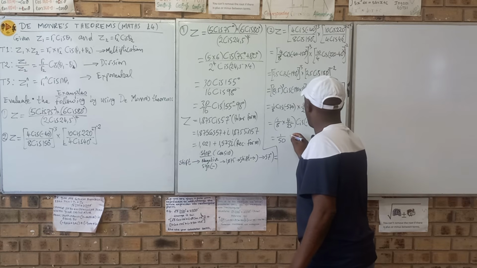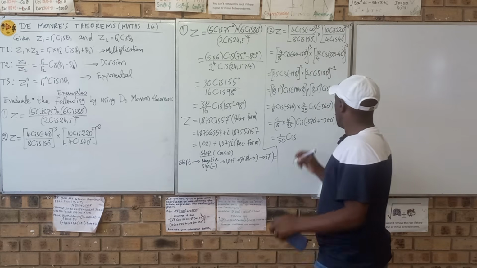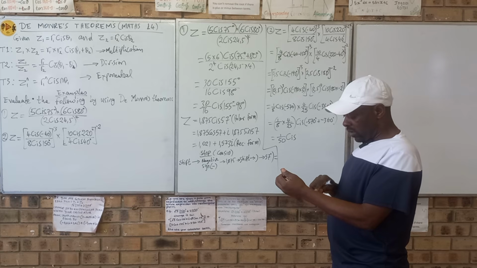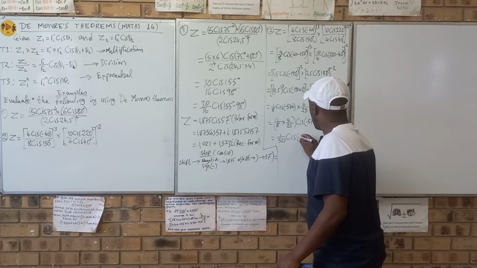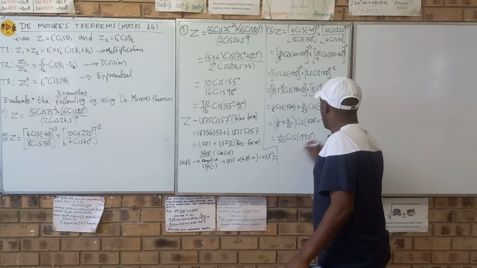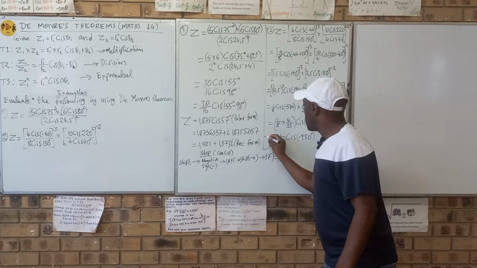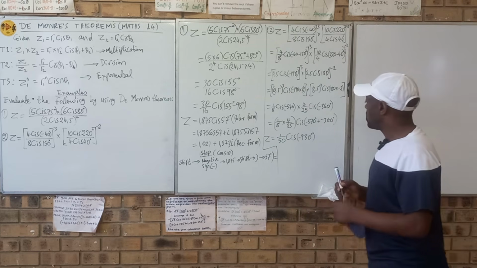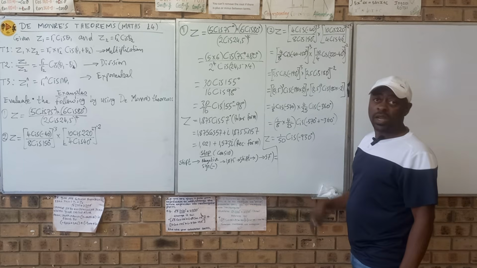That gives me 1/50. Then if I add up the angles, I'm taking 570 plus 360. That gives me negative 930. So this is my complex number in polar form. That's like the final answer in polar form after applying De Moivre's theorem.